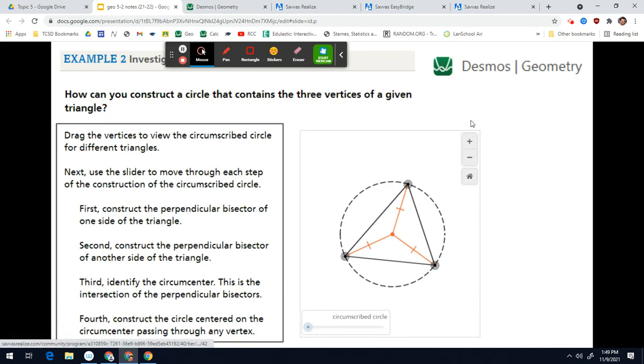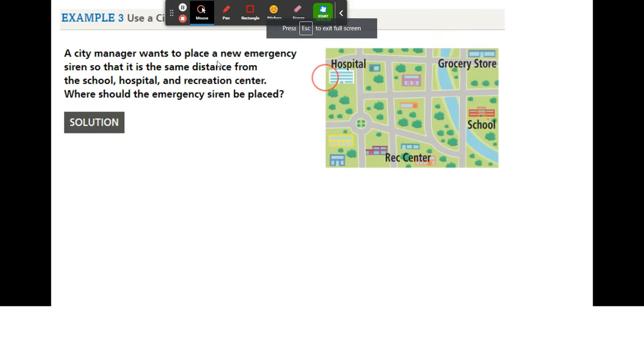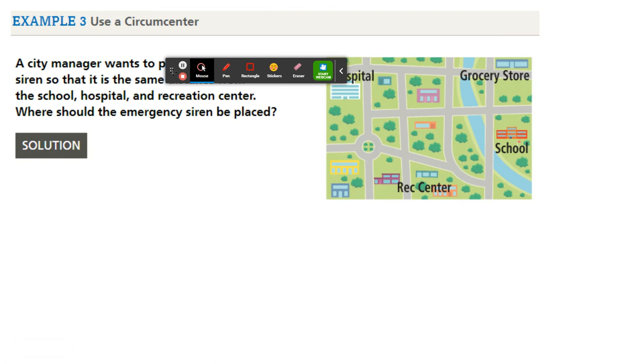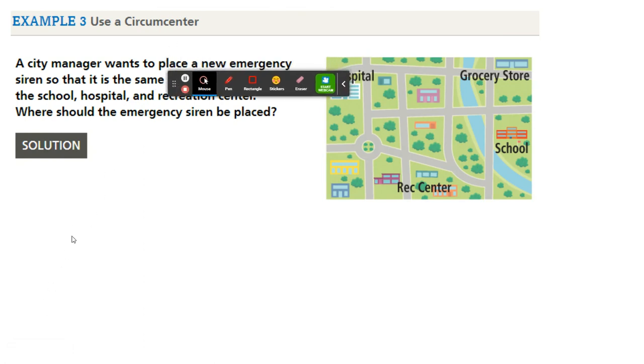All right, so let's do one problem in the notes, and then we'll be done with this video. Okay, here it is. Oh, sorry. Got to go back. There we go. It says use a circumcenter.